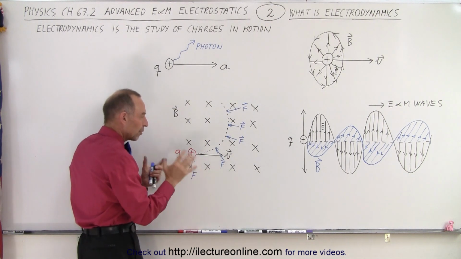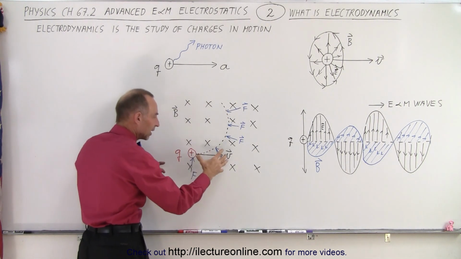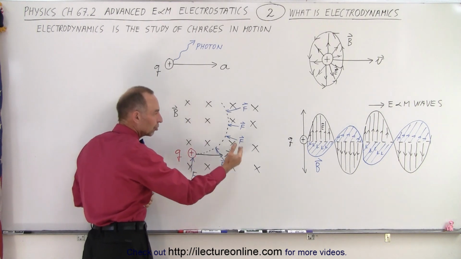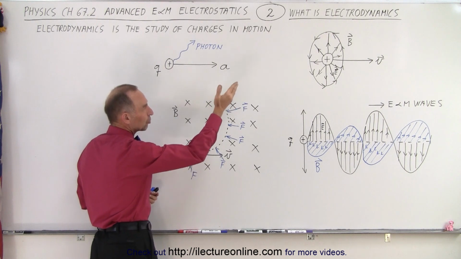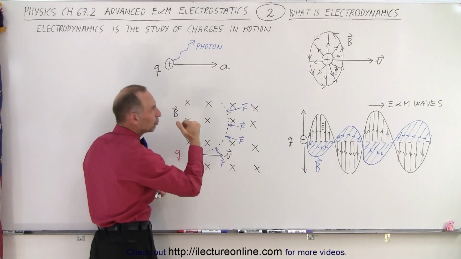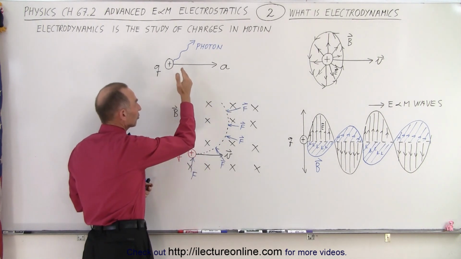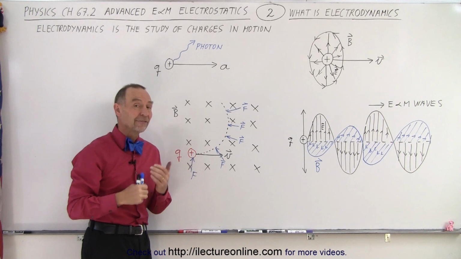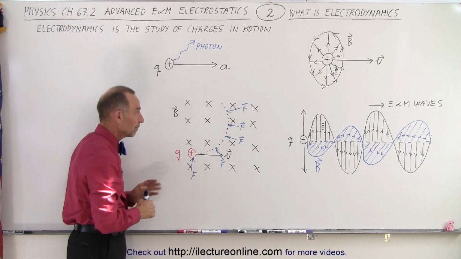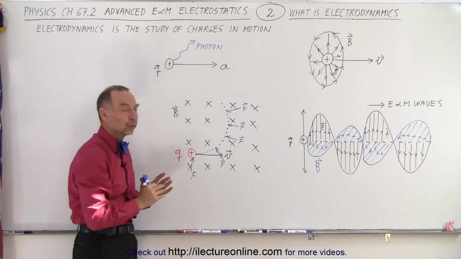So you can see there's an interaction between moving charges and magnetic fields. There's the production of E and M waves because of oscillating charges, and there is the production of a magnetic field around moving charges. And as charges accelerate or decelerate at high rates of acceleration and deceleration, photons are produced, sometimes at very high frequency and energy. So that's what we call electrodynamics.